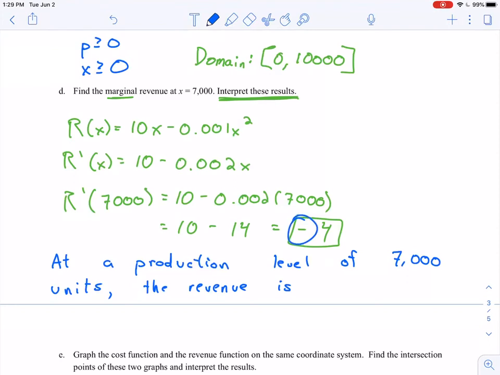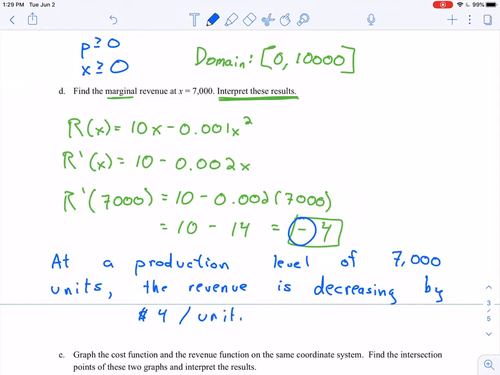I'm going to look at the sign of my revenue function, which is negative. So in this case, the revenue is decreasing because our rate of change is negative. The revenue is decreasing by $4 per unit.